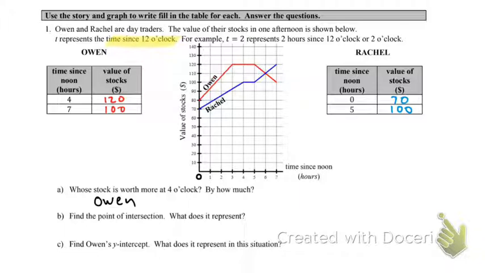Find the point of intersection. What does it represent? The point of intersection, from your notes, is where the two graphs intersect, where they touch. The point of intersection is here. This point is 6, 110. So that's the point of intersection.